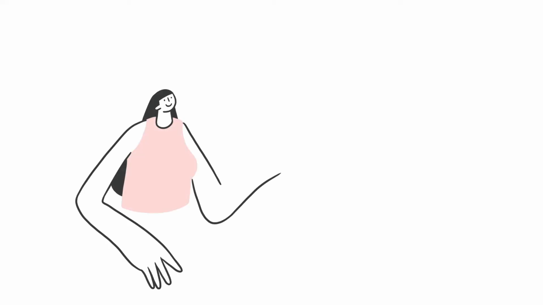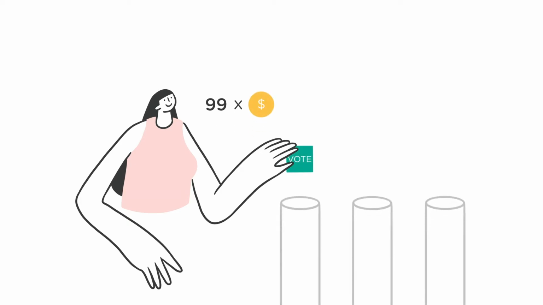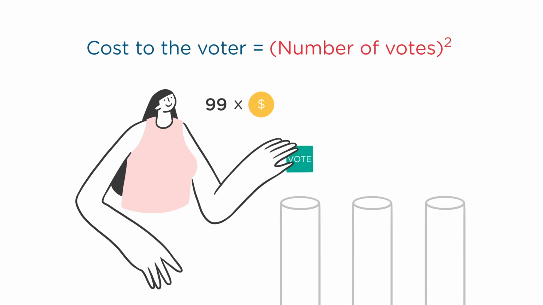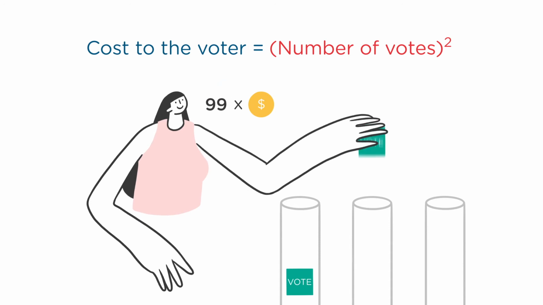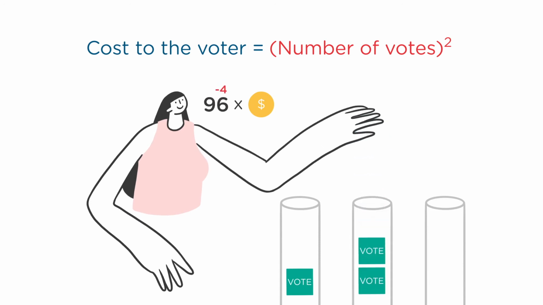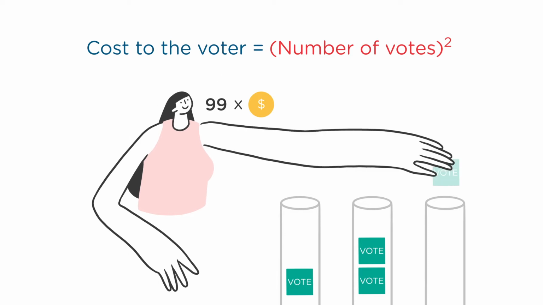But here's the trade-off. If you want to cast more votes for the same issue, the more credits it will cost you. How much more? The number of credits spent will be the number of votes squared. Casting one vote will cost you one credit. Casting two votes for the same issue will cost you four credits in total, and so on and so forth.